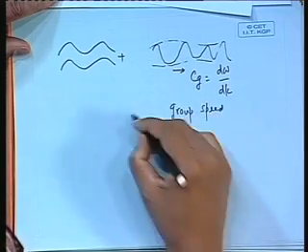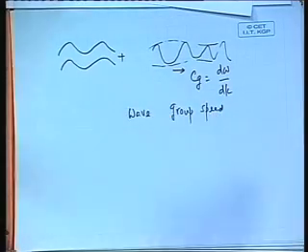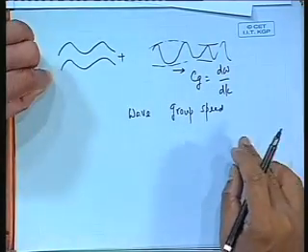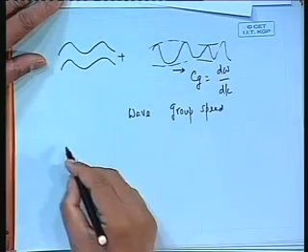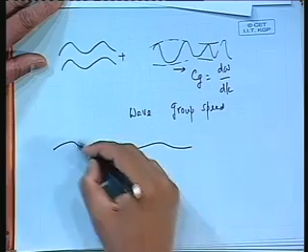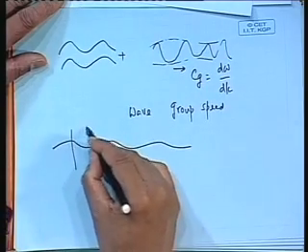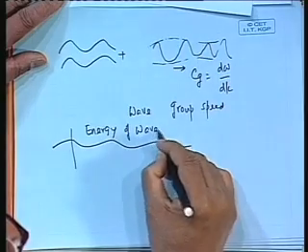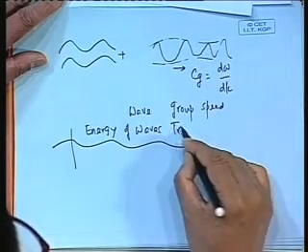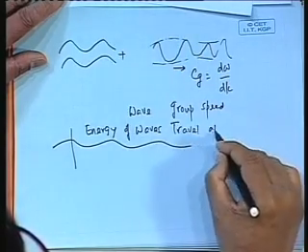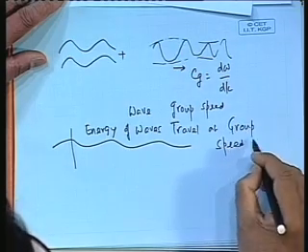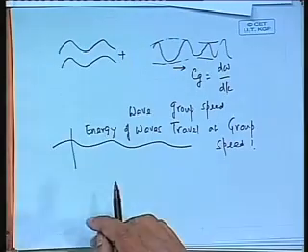Now you may ask what is the significance of group speed, what is the great thing about it? The biggest important part of group speed is that wave energy, if you take a particular wave on a surface, the energy of the wave travels at group speed. This is the most important part.